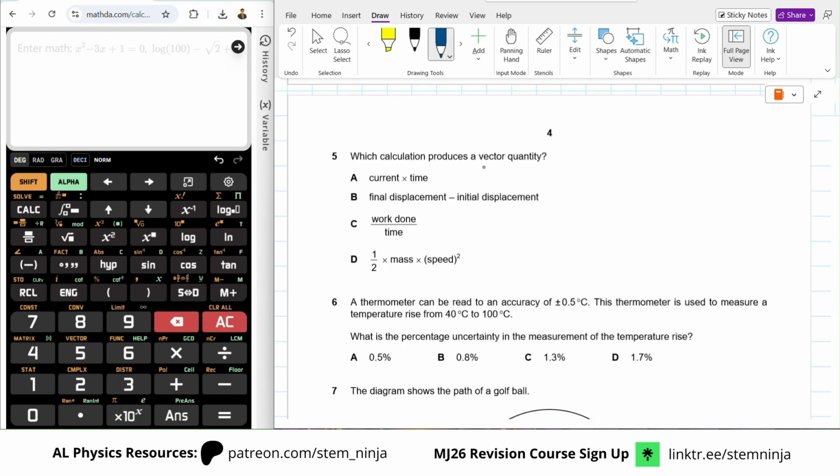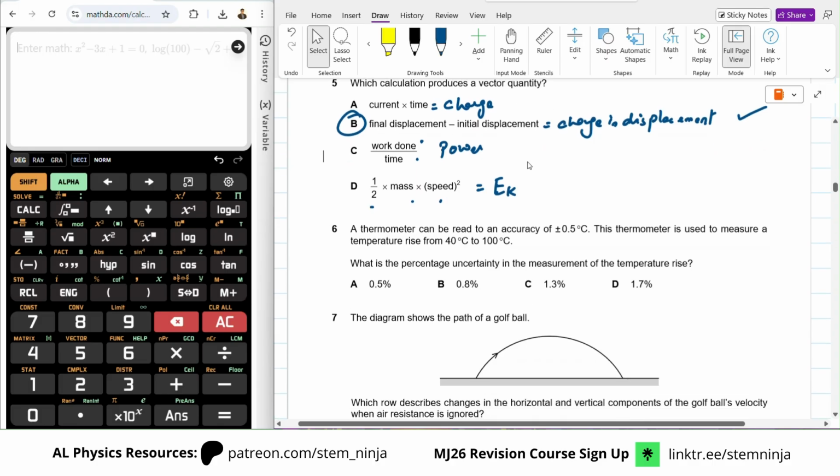Which calculation produces a vector quantity? Final displacement minus initial displacement is the change in displacement. And change in displacement would also be a vector quantity. So let's keep a pin on this. Work done over time, that is power, that is scalar. Times by mass times by speed, this is the kinetic energy, also a scalar. So this is the answer.